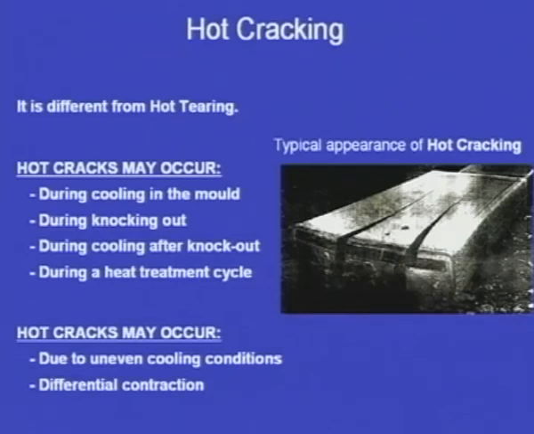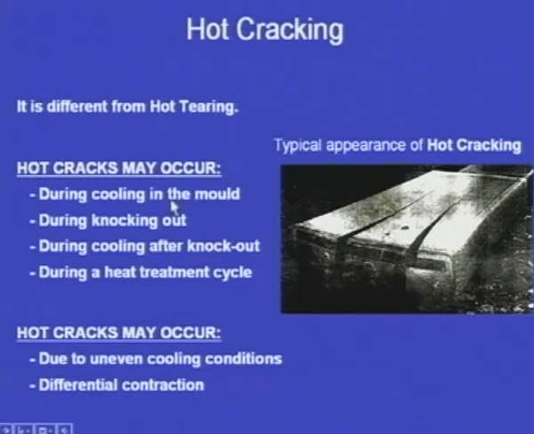In what way these two are different? Hot tearing and hot cracking. Hot tearing occurs during solidification of the casting, whereas hot cracking occurs after solidification of the casting. That is the difference. Hot cracks may occur during cooling in the mold, means after solidification, or it may occur during knockout, or it may occur during cooling after knockout, or it may occur during a heat treatment cycle.